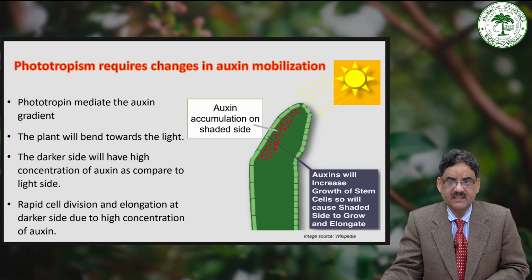This localized increase in the concentration on the darker side prompts rapid cell division and elongation in those cells, promoting the bending of the plant towards the light. The differential distribution under the influence of phototropin thus plays a pivotal role in coordinating the phototropic response in plants.